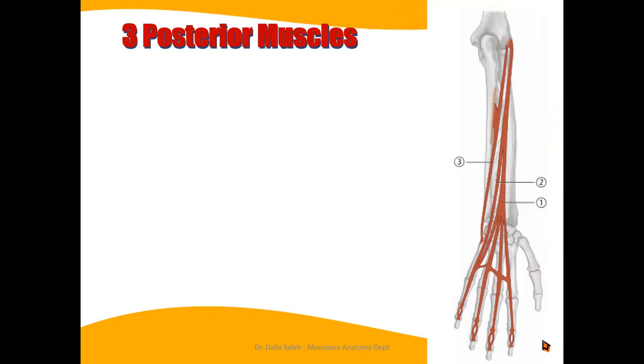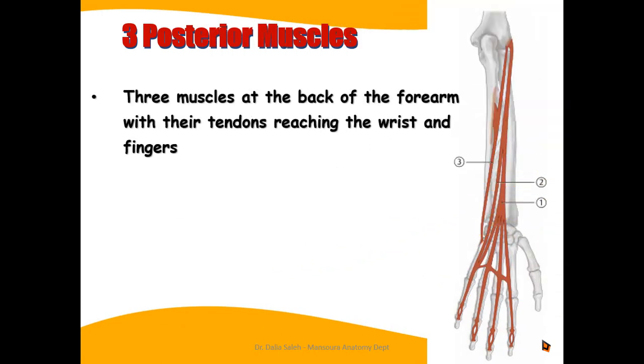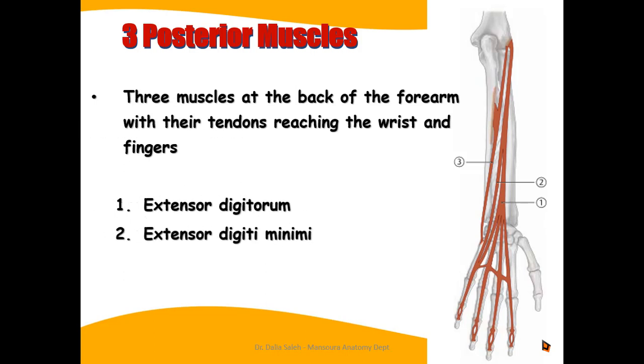Then we have 3 muscles that lie at the back of the forearm. They originate from the common extensor origin of the lateral epicondyle of the humerus, and their tendons reach downward to the wrist and fingers. They include the extensor digitorum, the extensor digiti minimi, and the extensor carpi ulnaris.